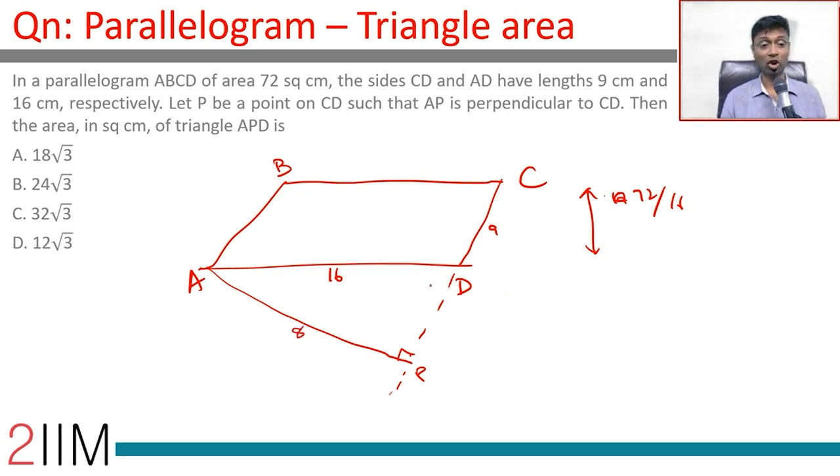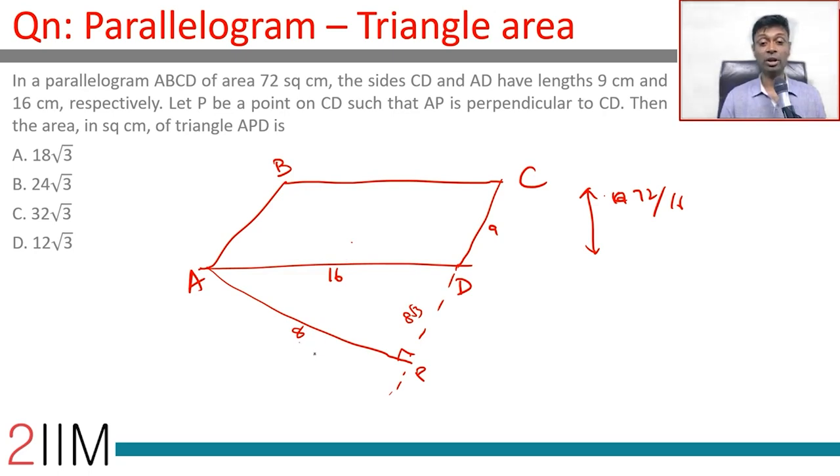The area in square centimeters of triangle APD is what we need to find. This is 8, this is 16. This should be 8 root 3. We're talking about 1 is to root 3 is to 2, the 30, 60, 90 triangle. This is a right angle triangle. This is 16. This is 8.